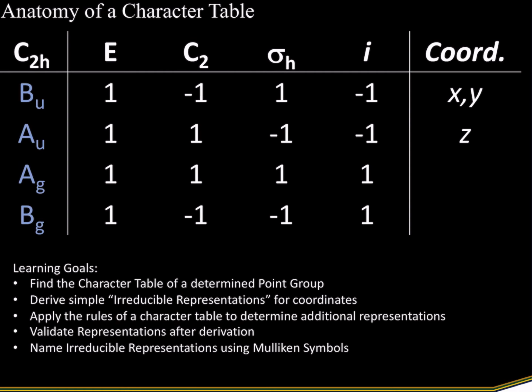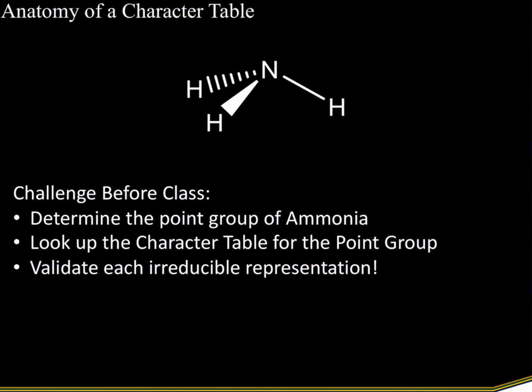So I'm going to leave you with a challenge, something to think about a little bit. And thankfully, it's not going to be deriving these character tables over and over again. What I'm going to ask you to do is think about the structure of ammonia, right? This is a molecule that we figured out its point group already. We've done this one before. We've talked about the point group here. So what I want you to do is determine the point group for ammonia and look up the character table.